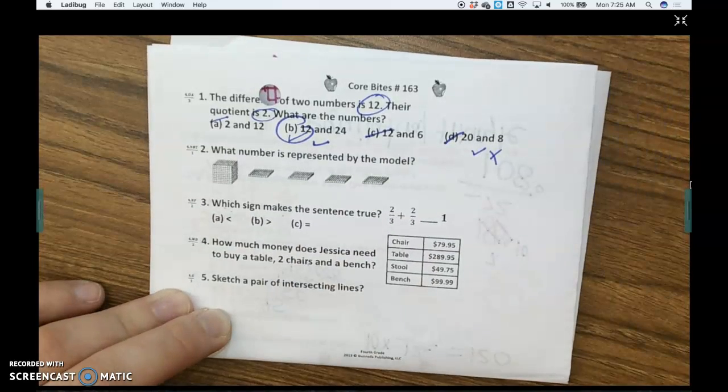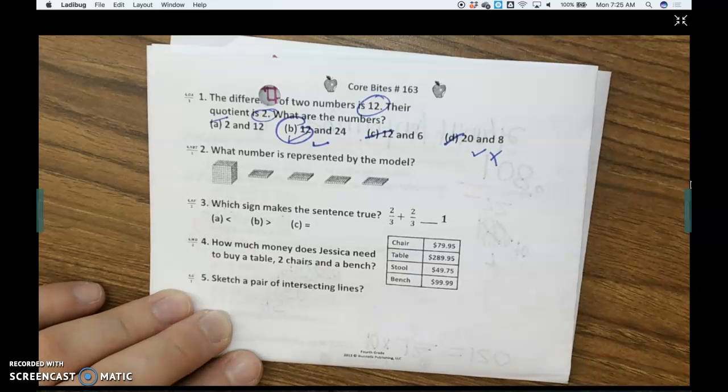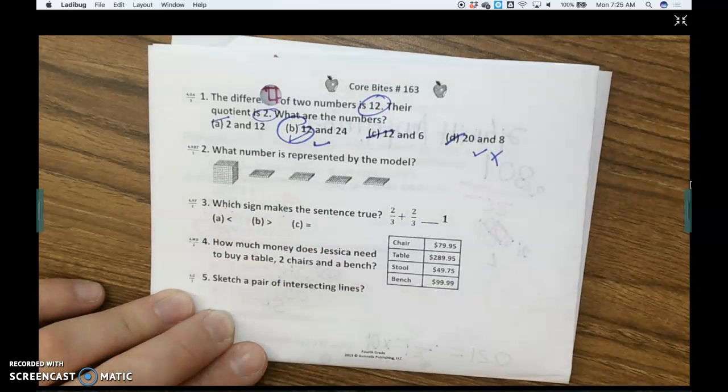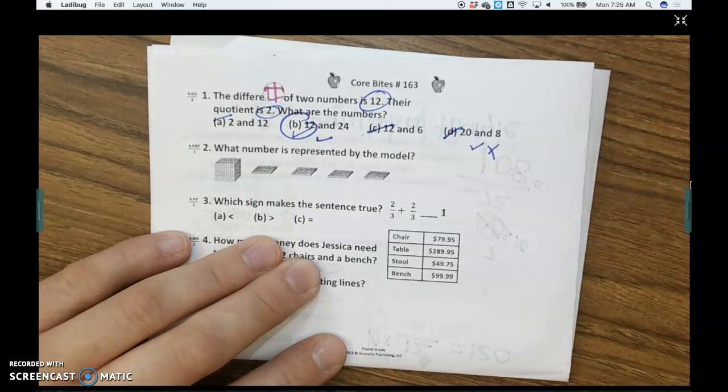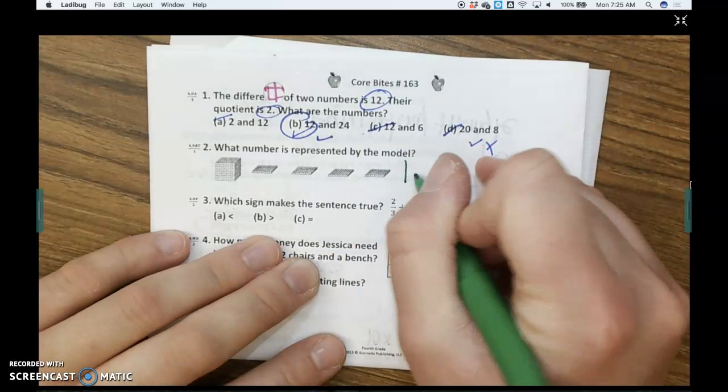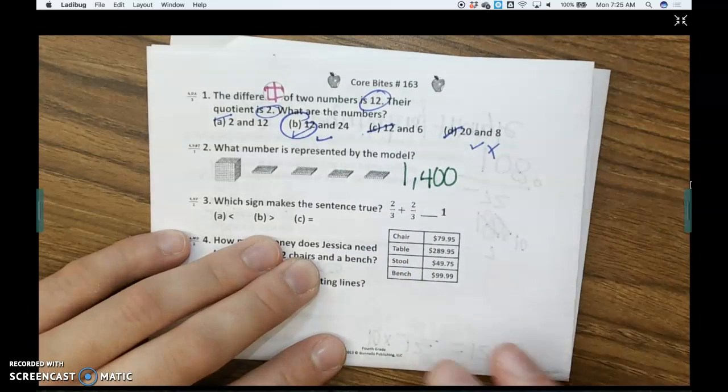For number 2, what number is represented by the model here? So we have the large cube, which would be 1,000. Each of these is 100. Okay, so your answer would be 1,400.